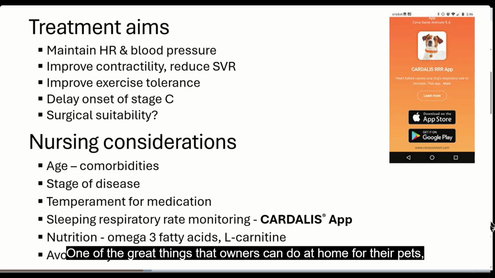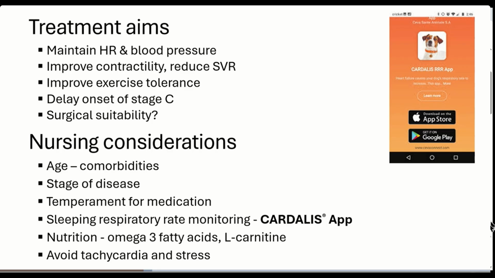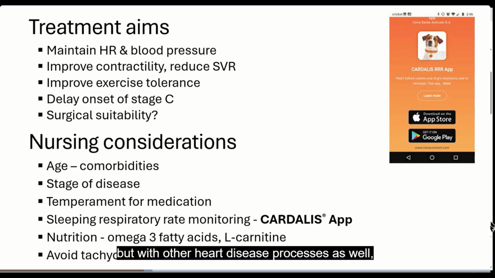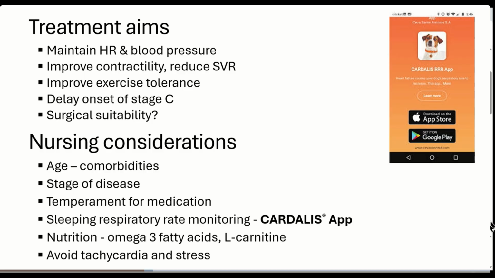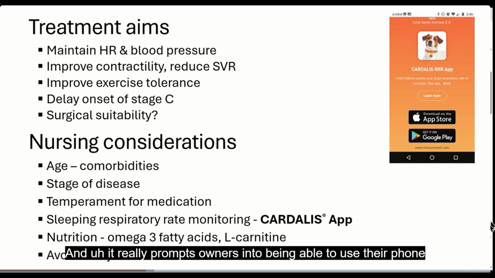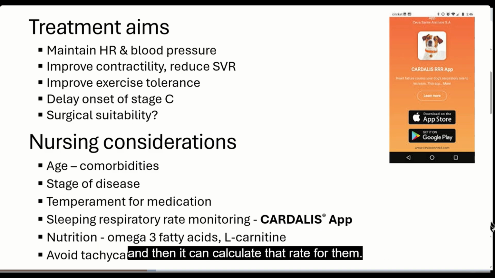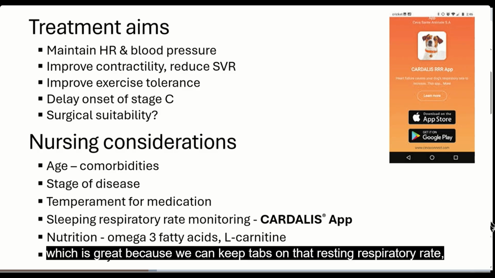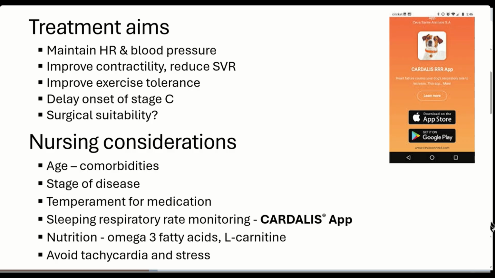One of the great things that owners can do at home for their pets, particularly with mitral valve disease but with other heart disease processes as well, is monitoring the sleeping respiratory rate. They can do this via the Cardalis app. It's very, very helpful, very easy to use, widely available and downloadable, and free for use. It prompts owners to use their phone to record when their patient is having a respiratory cycle, and then it can calculate that rate for them. It produces a graph, and that's an emailable graph as well, so they can send it to us at the practice, which is great because we can keep tabs on that resting respiratory rate really closely.